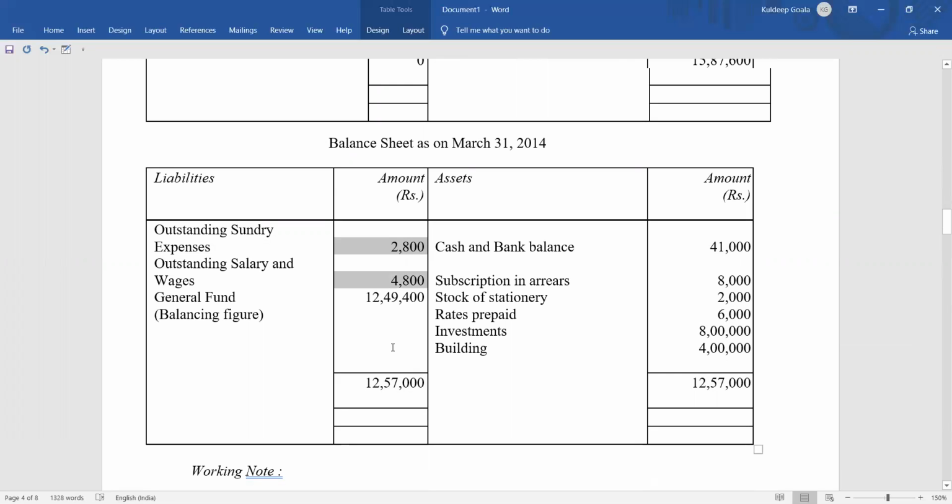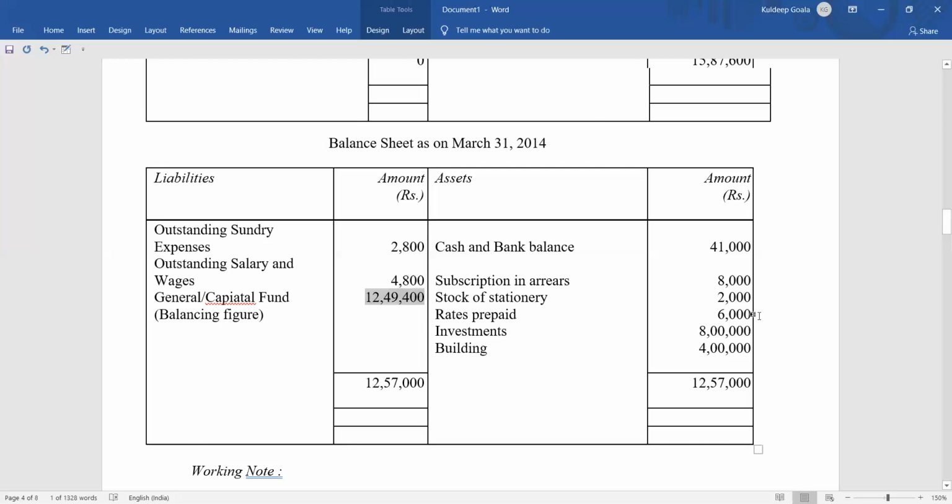So 12,57,000 minus 2,800 minus 4,800, it comes to 12,49,400. This is nothing but the general fund, or generally we call it capital fund. Also we can call it general fund, we can call it capital fund. The capital fund of the NGO, 12,49,400. So we'll start the closing balance sheet with this. Remember that.